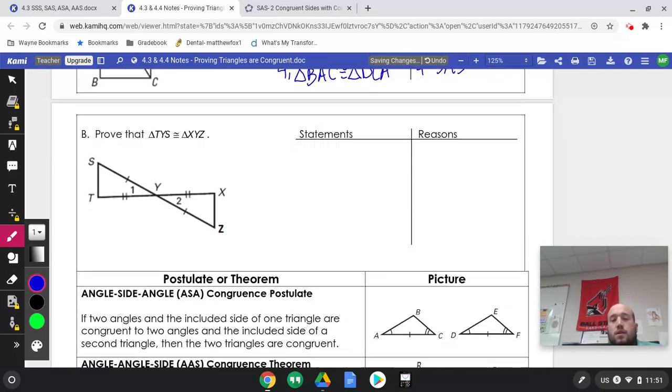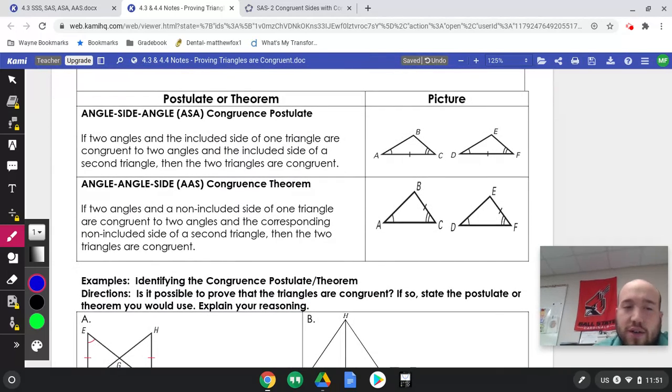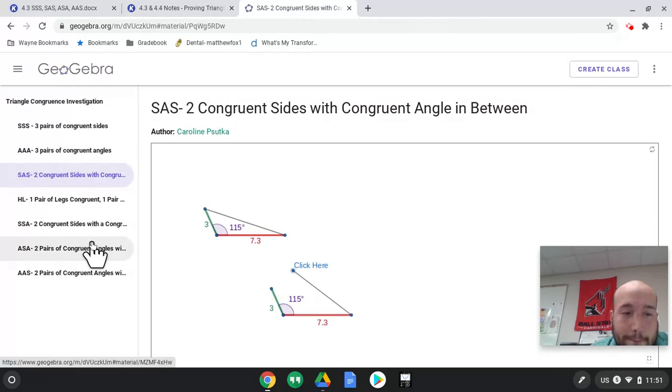All right. Now the next one I want to talk about, angle, side, angle. This is when two angles and the included side of one triangle are congruent. And that tells us if that's the case, then these have to be congruent triangles. So ASA would be right here.